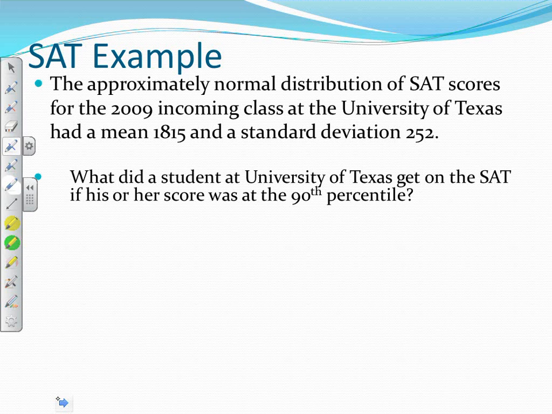Here's your first example, an SAT example. We've got the mean SAT score for the University of Texas is 1815. The standard deviation is 252. What did a student at the University of Texas get on the SAT if his or her score was at the 90th percentile? Here we go. Step one, we will change our percent into our z. Do that.